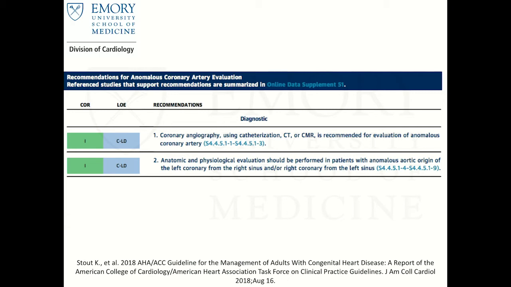The recommendations for diagnostic testing are kind of delightfully vague. There's a class 1 recommendation for essentially diagnostic evaluation with either cath, CT, or MR for evaluation of anomalous coronary artery. And then my favorite is the second one, that anatomic and physiologic evaluation should be performed in patients with anomalous aortic origin of a left coronary from the right sinus or vice versa. They say that you should evaluate. They don't particularly give you much guidance on how to.